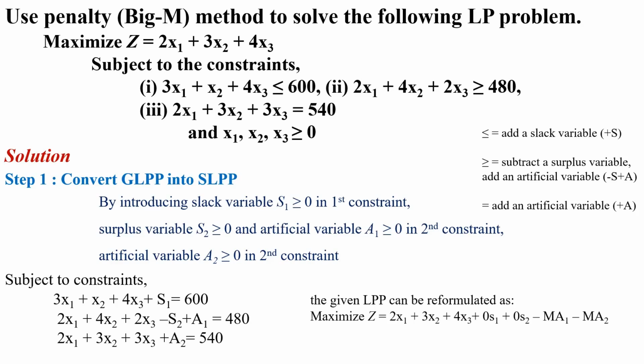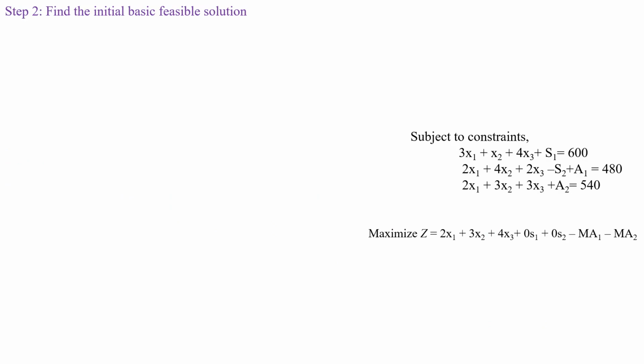Now the objective function is maximize z equal to 2x1 plus 3x2 plus 4x3 plus 0S1 plus 0S2 minus MA1 minus MA2. Here 0 is the coefficient for the slack and surplus variables, and minus M is the coefficient for the artificial variables. Second step is to find the initial basic feasible solution.